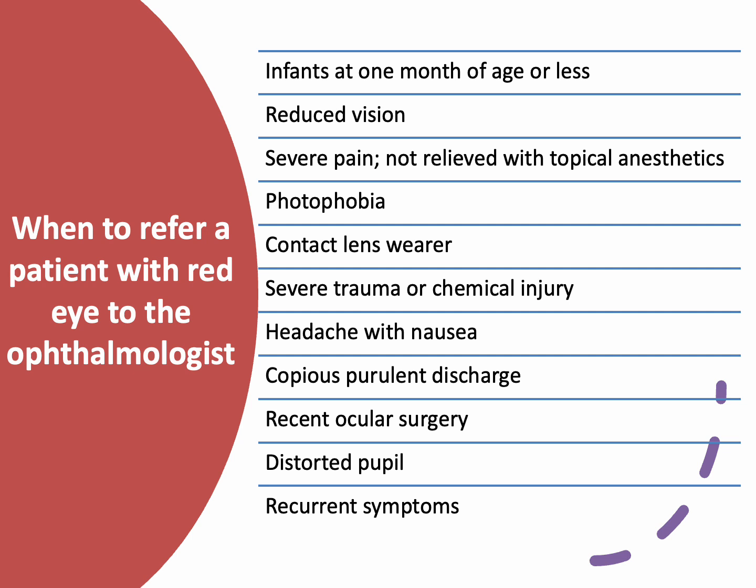Recurrent symptoms: if the red eye is persistent, not improving, it's coming on and off multiple times, sometimes in the right eye, sometimes in the left eye, all these are alarming and should not be managed in primary care. It should be investigated by an ophthalmologist.